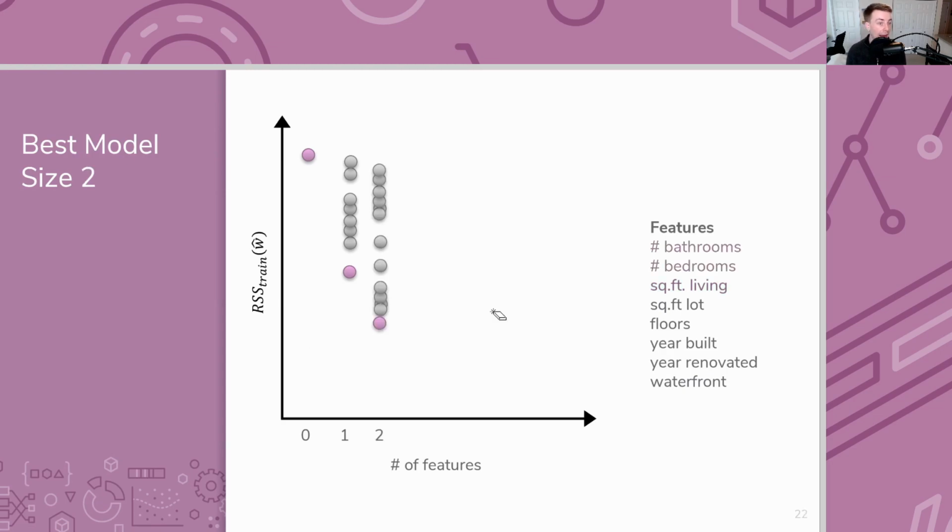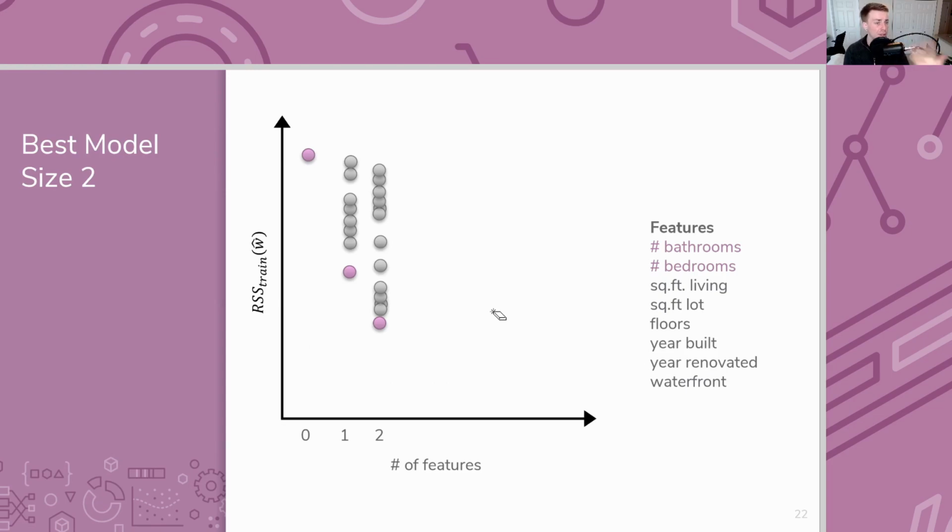You might consider all pairs of features, so all models that use exactly 2 features. Maybe number of bathrooms and number of bedrooms was the best pairing, but in reality, you tried all combinations. Square foot living and year built, waterfront and floors. And after training all pairs of features through a model, you might find that number of bathrooms and number of bedrooms was the best.